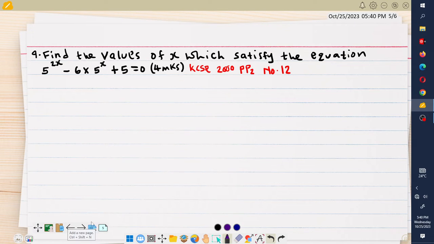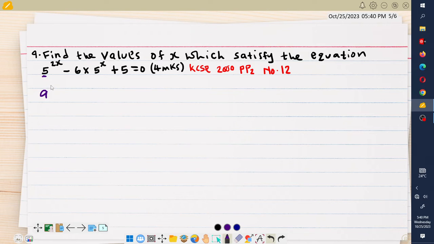Then we look at the 9th example, which is also a partial question done in 2000, paper 2, question number 12. So it reads, find the values of x which satisfy the equation 5 power 2x, then minus 6 times 5 power x plus 5 is equal to 0. So I'm going to start by breaking this part here.